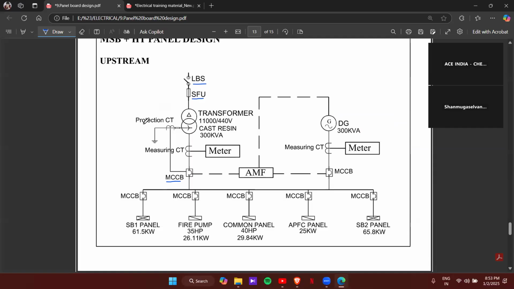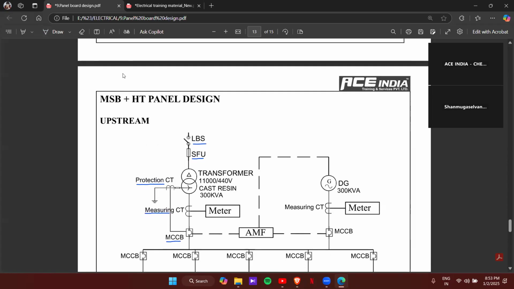Then we have to find out a rating for the protection current transformer and the measuring CT. Then the DG, again depending upon the load or the backup which we have to provide, we have to find out. Again, we'll discuss in the coming sessions how to do that. Okay, so this is the upstream for the MSP panel.